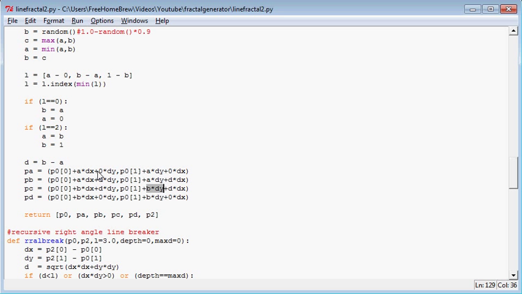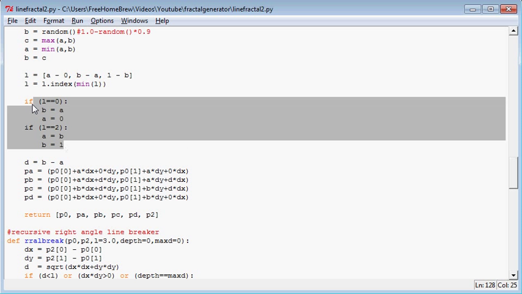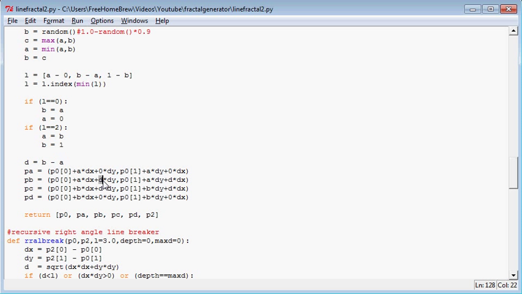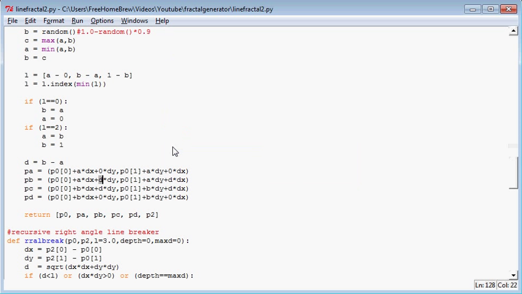Oh wait, I still haven't explained this part. So D is the difference between A and B. After moving these parts, this will ensure that this distance is equal to this distance over here. That's basically what this D does.